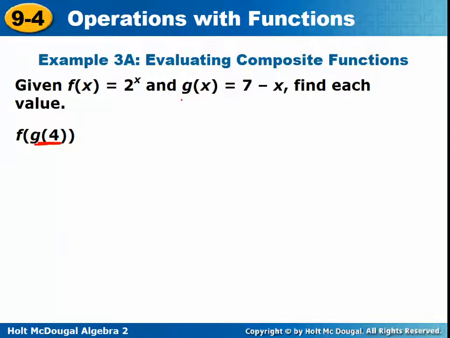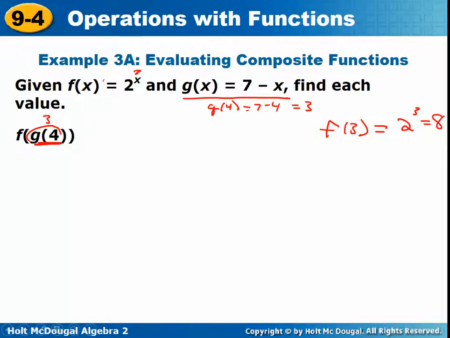So first we're going to find g of 4. That's easy enough. You just replace the x with 4. So g of 4 is equal to 7 minus 4, which is 3. Now you know that g of 4 is equal to 3, so now you'd find f of 3. And you'd plug 3 in for x, and you'd have 2 to the third power, and you'll get 2 times 2 times 2 is 8.